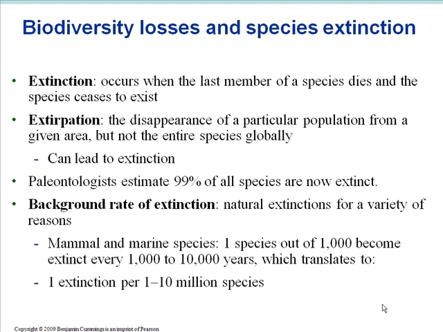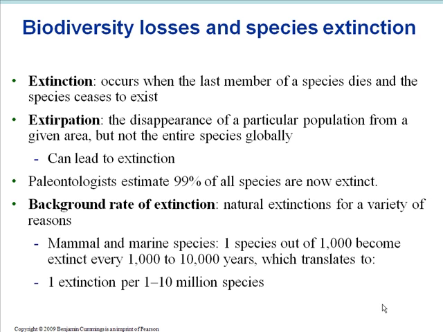Extinction occurs when the last member of a species dies and the species ceases to exist, so completely gone from the planet. In contrast, the extinction of a certain population from a given area, but not an entire species globally, is called extirpation, which can lead to extinction.